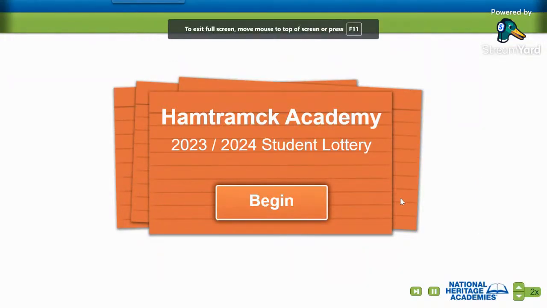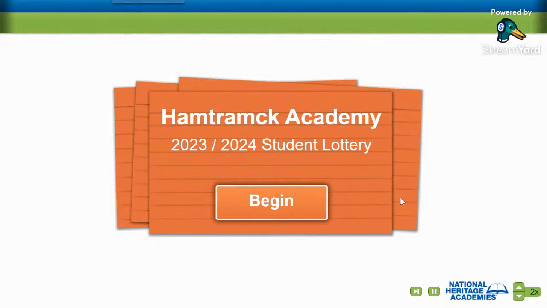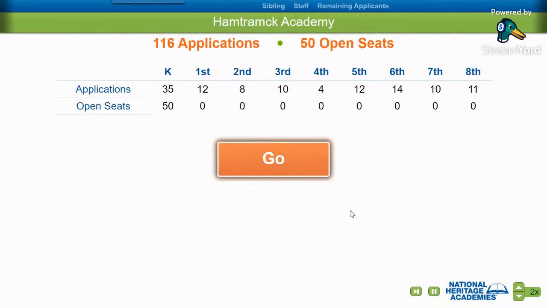So welcome again to the Hamtramck Academy 23-24 lottery. To start, let's look at some numbers. During our open enrollment period, we received 116 applications, and we have 50 open seats. And you can see that these 50 open seats are in kindergarten, which means all the remaining grade levels will be forming a waiting list.